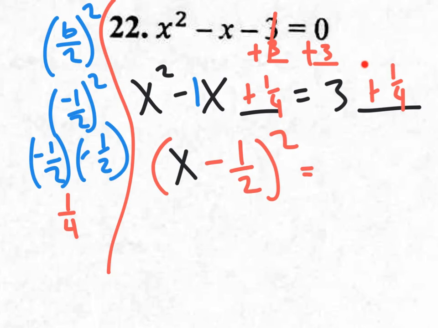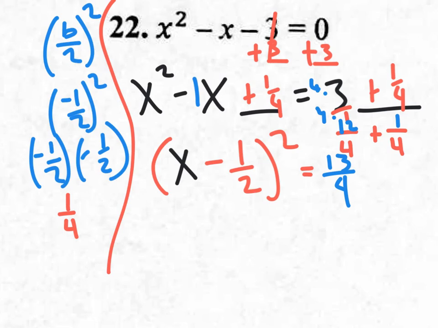So over here on the right side, if you want to combine, we could put the 3 over 1, and you could get a common denominator of 4 to be able to add them if you'd like. So you would be multiplying this by 4, this by 4, you get 12 up on top plus 1/4, so you really get 13/4 on the right side.